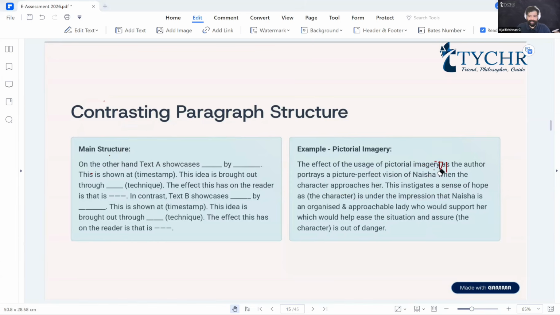One second. Yeah, I hope it's visible now. Yes, so you have your contrasting paragraph here.